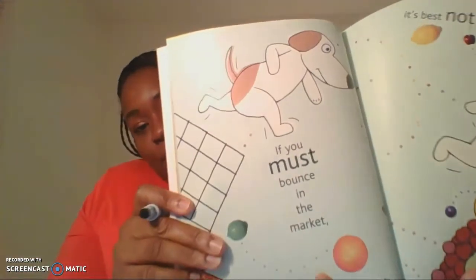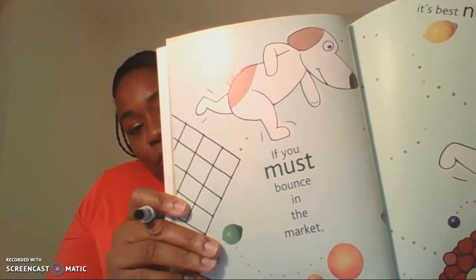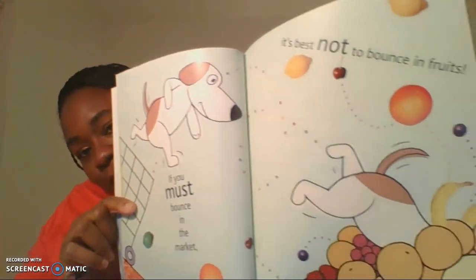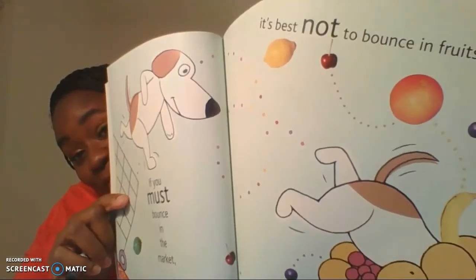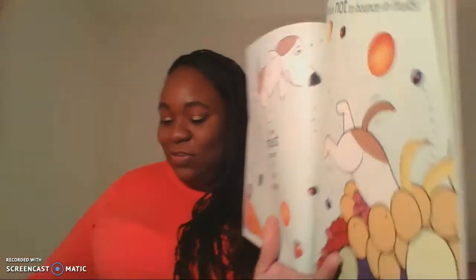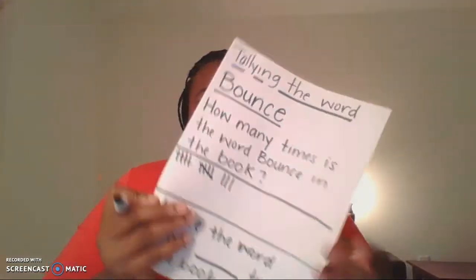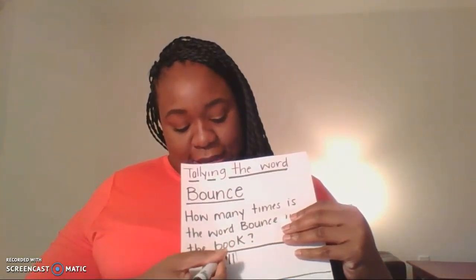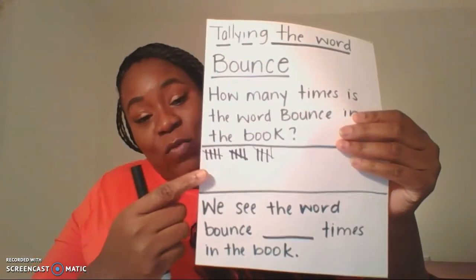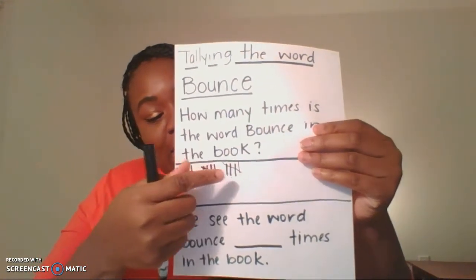I see the word bounce here. Do you see it? Can you point to the word bounce? Very good. It's right there. Do we see it over here? I see it. Can you point to the word bounce? I see it again right here. So Ms. Charles is going to make 1. So friends, so far we have, if we count by fives, it's 5, 10, 15. Wow, we have 15. The word bounce is already in here 15 times.